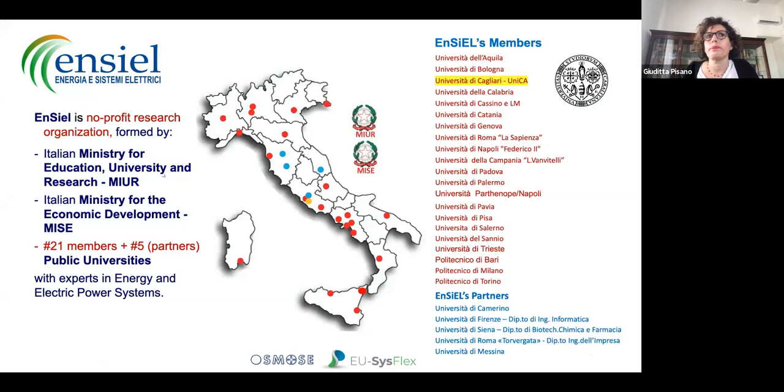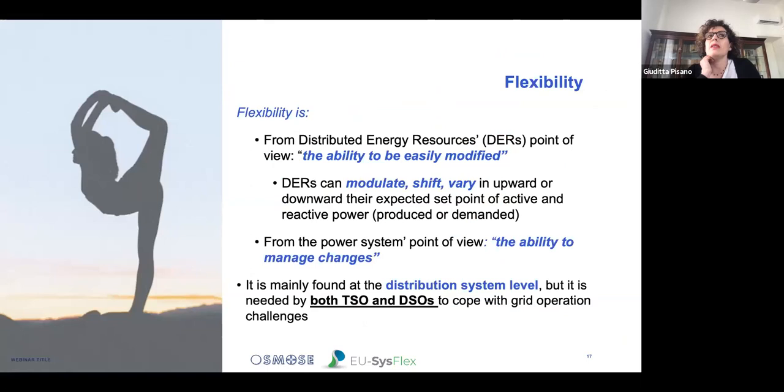My research group works with the NCL consortium at the OSMOSE project. In work package 2, we developed a procedure for modeling the flexibility of distribution systems. Next slide, please. Such flexibility may arise at the TSO-DSO interfaces from distributed energy resources, DRs, connected to the medium and low voltage level networks.